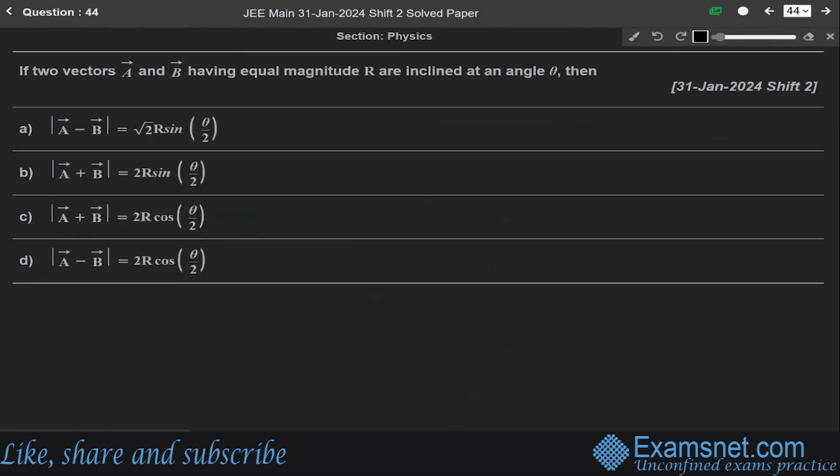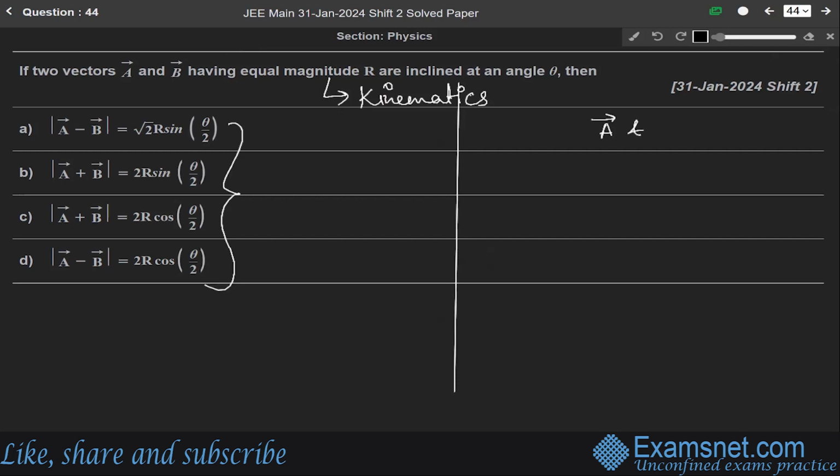Now next question 44. If two vectors A and B having equal magnitude R are inclined at an angle theta, then we have to choose from these four options. First of all, this question is from the chapter of kinematics again. It is saying that there are two given vectors, let us say vector A and vector B. We have to find their resultant magnitude.